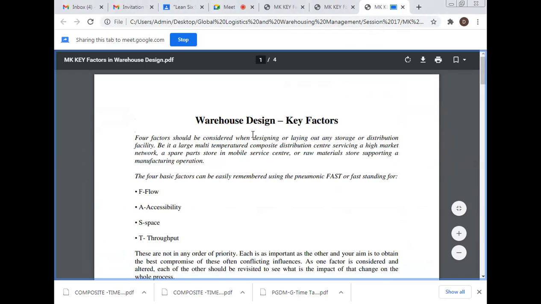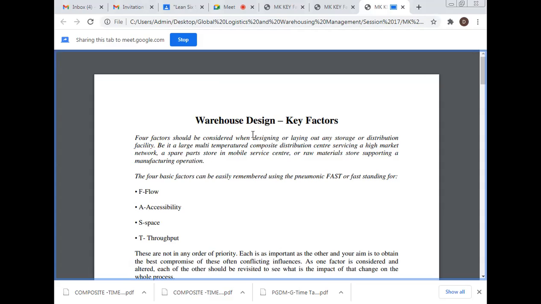When we are designing the warehouse layout, what are the key factors to be considered in designing or laying out a storage or distribution facility? For storage, what are the key factors to consider? What are the key factors for designing the distribution facility? What are the key factors for designing the warehouse? You will get this answer from here.